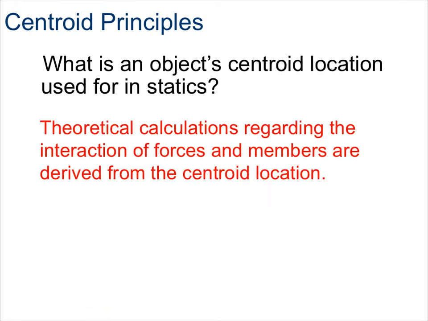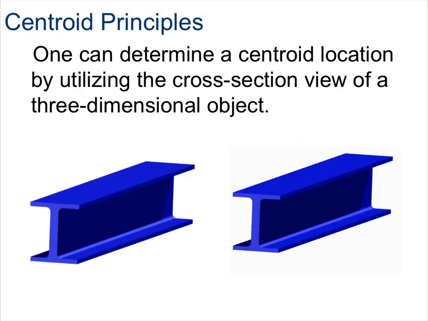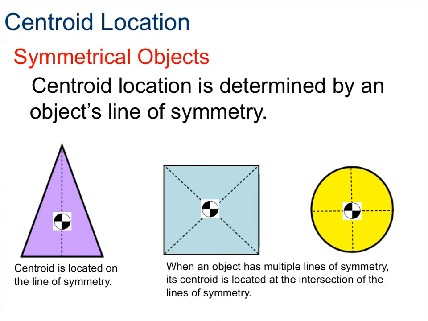position. So what is an object's centroid location used for in statics? It's used for theoretical calculations regarding the interaction of forces and members as derived from the centroid's location. It's important to note that one can determine a centroid's location by utilizing the cross-sectional view of a three-dimensional object, such as this I-beam shown below. When dealing with symmetrical objects, a centroid's location can be determined by the object's line of symmetry.